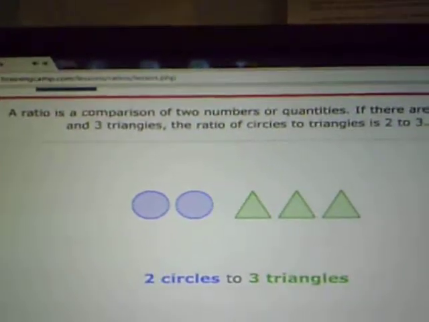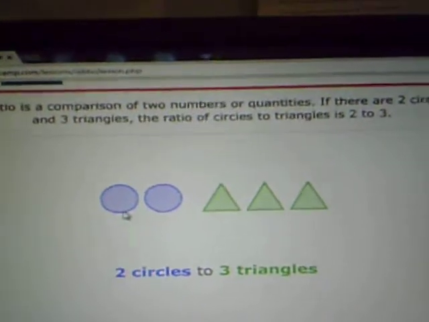You can hit next down at the bottom right corner to move the slides back and forth. And in the bottom left corner is the back button if you need to go back a slide. And in the bottom right shows you what slide we're on. So I'm actually going to start on slide 5. And we're learning about ratios.